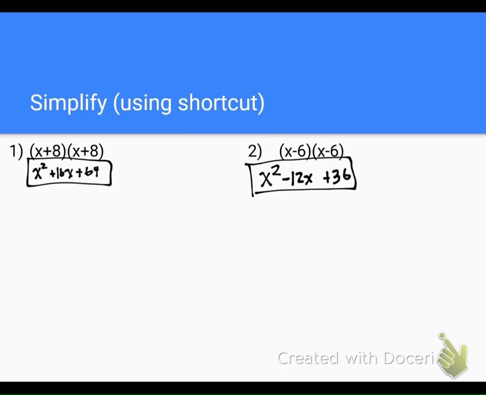No, you cannot do this in trinomials. It only works in this case. This is the only way, if you have a binomial times itself. Okay? 1 star 2 is about number 1. 2 star 1 is about number 2. Ready, set, go. Okay, please write these down.